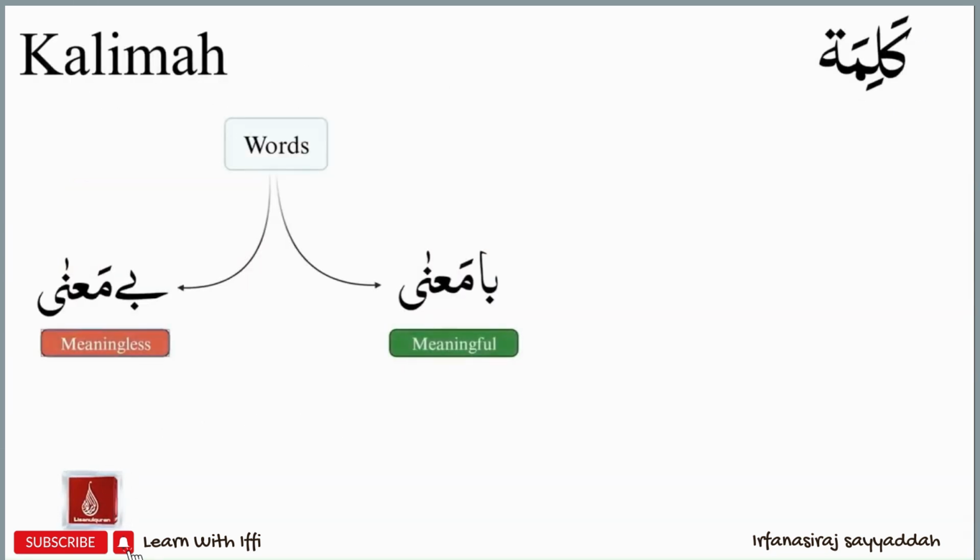Next, let us study kalima. Every language has words, and these words can either be meaningful words or they can be meaningless words. The other terms are bamana alfaz or meaningful words, or bemana alfaz or meaningless words. A good example from the Urdu language is sometimes we say khana shana or chai shai. Khana is a meaningful word, but shana is a meaningless word. Chai is a meaningful word. Shai is a meaningless word.